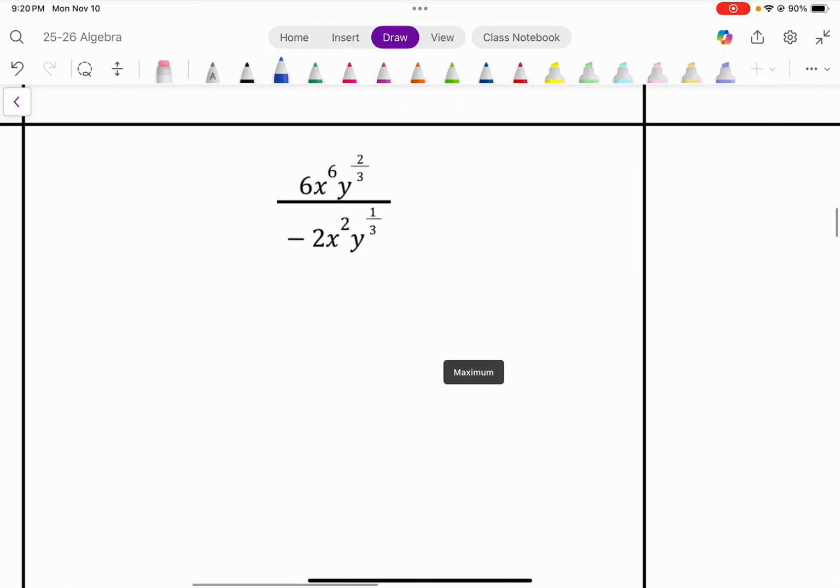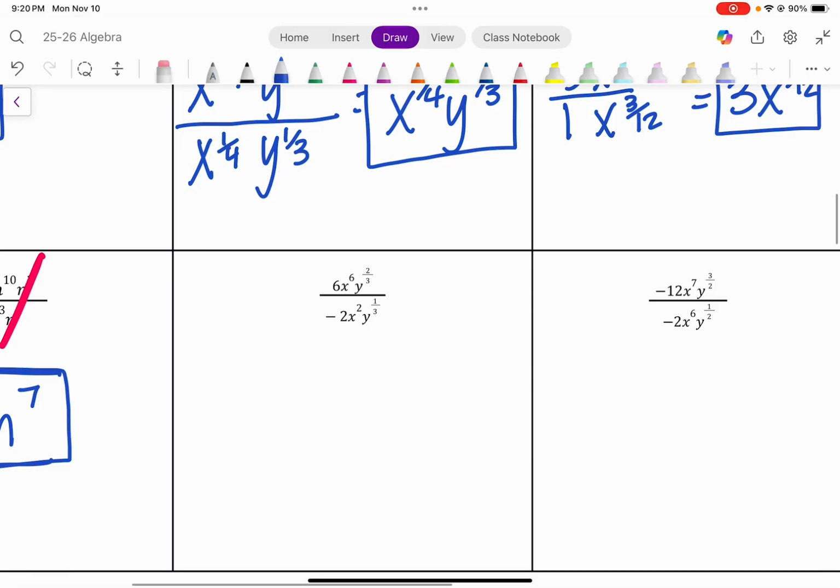Next, I'm going to have 6 divided by negative 2, so that's going to give me negative 3 in the numerator. And this one's really nice because we don't have to convert our fractions. So 6 over negative 2 turned into negative 3 when we simplified. And x to the 6th over x squared makes x to the 4th. We subtract those exponents. Y to the 2/3 over y to the 1/3 is y to the 1/3.